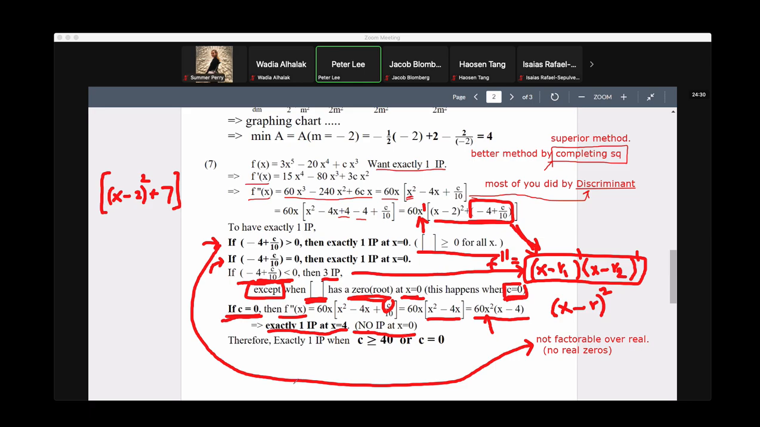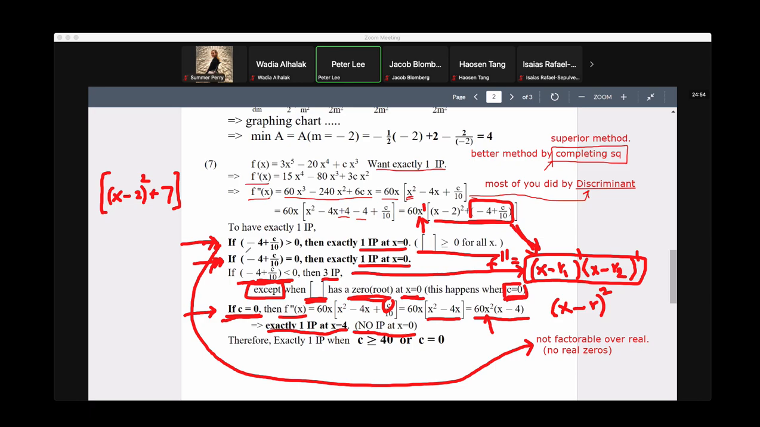So the final answer, what is the final answer? Final answer is right here. When this case right here, we get 1 inflection point. And then in this case, we get 1 inflection point. And then in this case, we get 1 inflection point. The parts which I marked in bold are the cases when we actually get 1 inflection point.